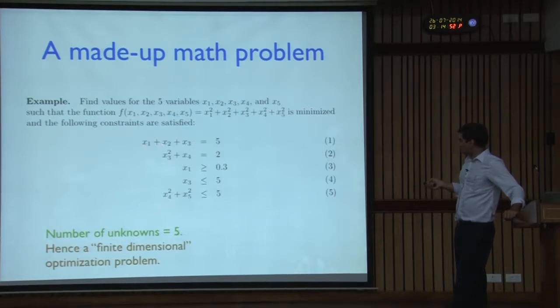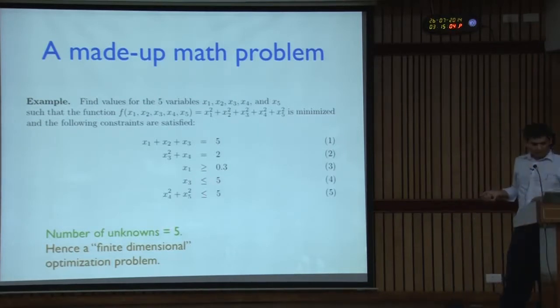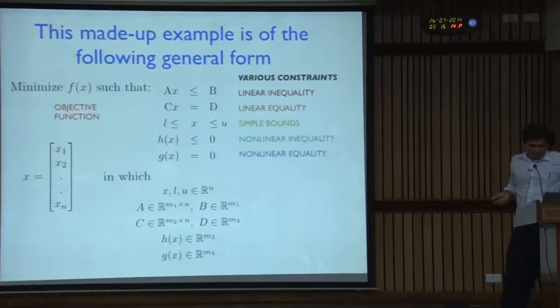These constraints are, well, there are 2 equality constraints. This is a linear equality constraint. This is a nonlinear equality constraint. These 3 are inequality constraints. Right. So we have 5 unknowns. So you would call this a finite dimensional optimization problem: 5 unknowns, 5 constraints, 2 equality, 3 inequality, and some nonlinear function.